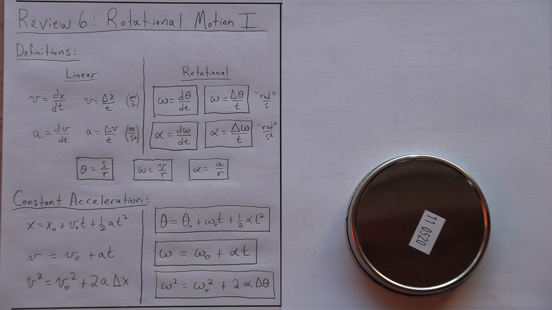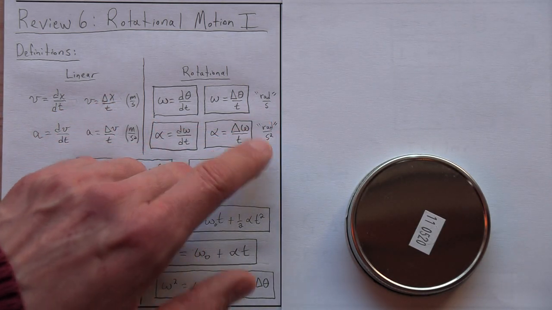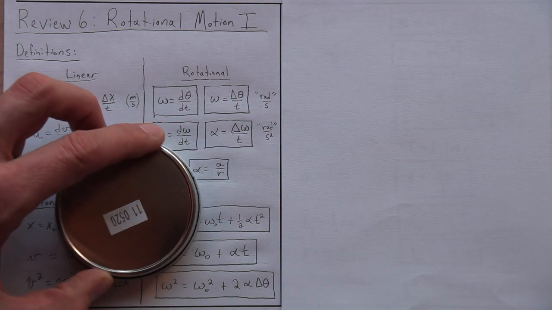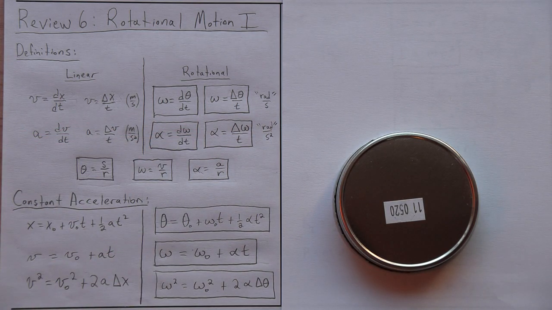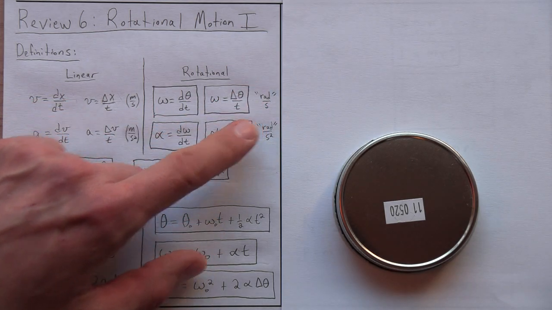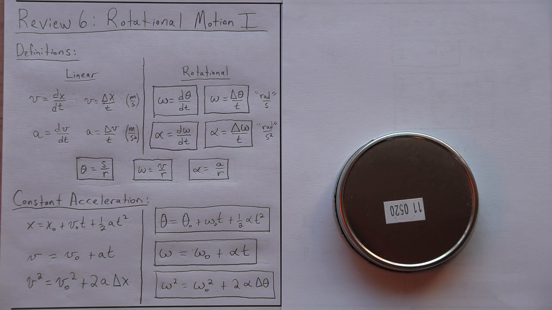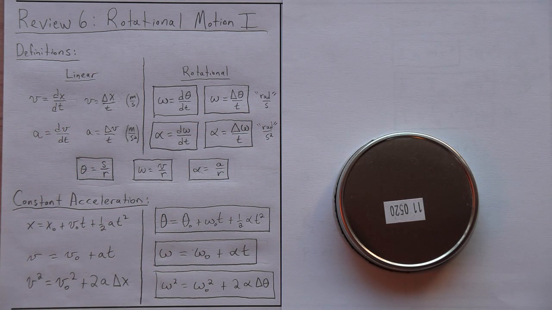The units for linear motion, meters per second, the velocity. With rotation, the units are radians per second. But I put that in quotes because technically a radian is not a unit, okay? It's technically a unitless quantity, so the true units of omega are just 1 over seconds. But you're welcome to say and write radians per second. It's not going to be marked wrong. In fact, that's more often done even on AP tests to include the radian unit even though it doesn't exist.